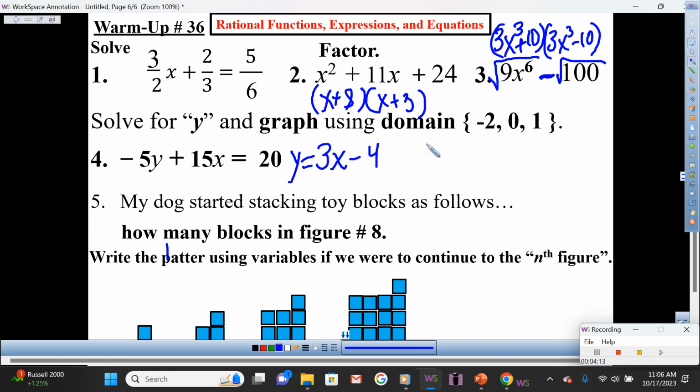All right, and our table, x, y: negative 2. Negative 2 times 3 is negative 6, minus 4, that's negative 10. 0 times 3 is 0, and that leaves us with negative 4. And then 1 times 3 is 3, minus 4, that's negative 1. And our graph.